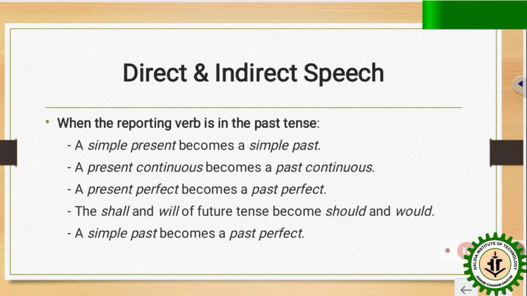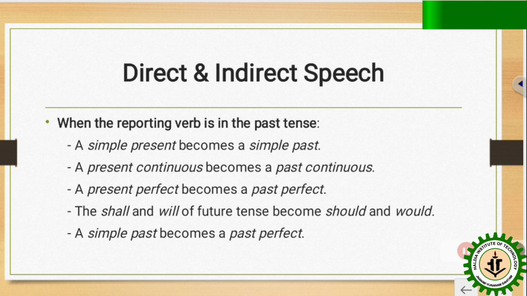So if the reporting verb is in the past tense, all present tenses of the direct speech are changed into the corresponding past tenses. Like, if the reporting verb is in the past tense, a simple present becomes a simple past. For example, if we have a direct speech sentence like, he said, "I am unwell." In indirect speech, the sentence will become, he said that he was unwell.